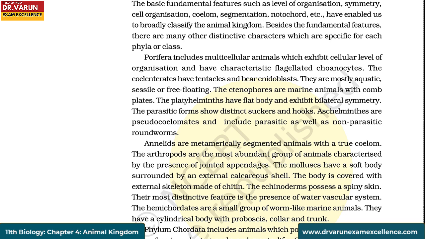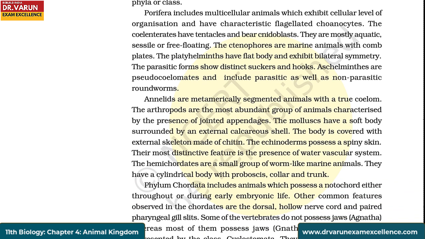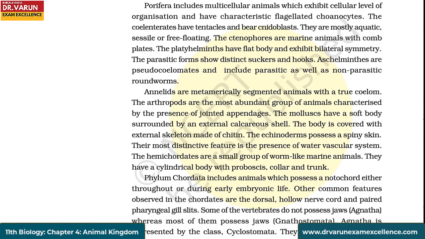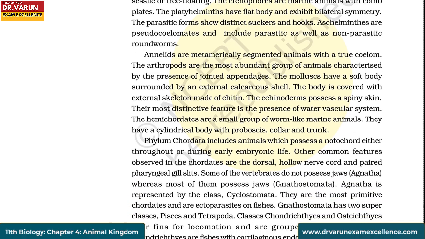Porifera includes multicellular animals which exhibit cellular level of organization and have characteristic flagellated choanocytes. The coelenterates have tentacles and bear cnidoblasts. They are mostly aquatic, sessile or free-floating. The ctenophores are marine animals with comb plates. The platyhelminthes have flat body and exhibit bilateral symmetry. The parasitic forms show distinct suckers and hooks. Aschelminthes are pseudocoelomates and include parasitic as well as non-parasitic roundworms.